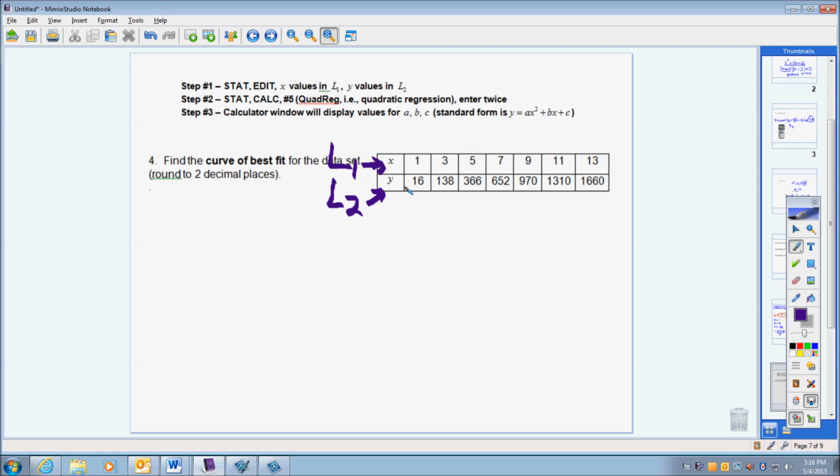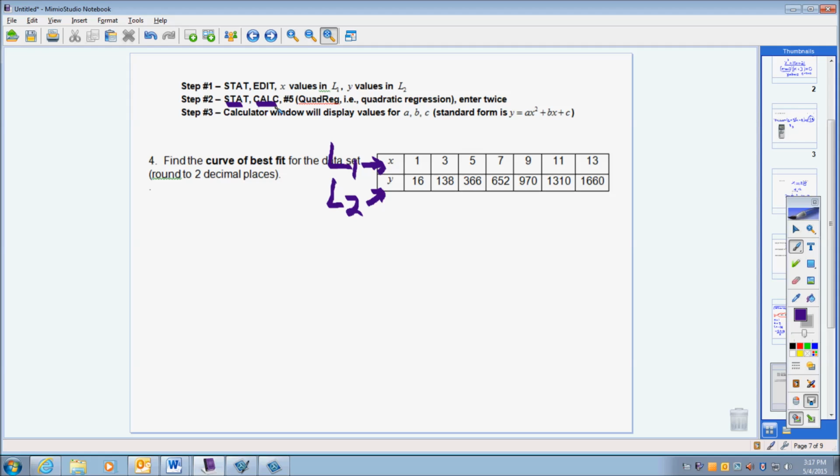Okay, we're back. You've got all the data in. Here's what you're going to do. The calculator's going to do it for you. Hit the stat key on your calculator towards the top, and use the right arrow key to arrow over to calc.